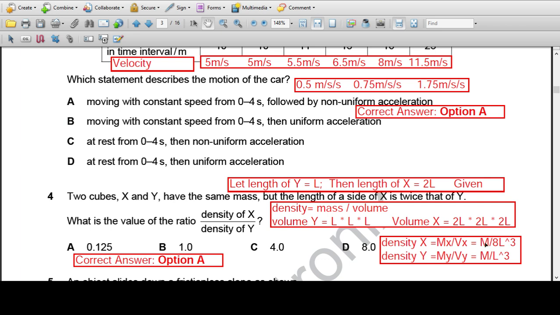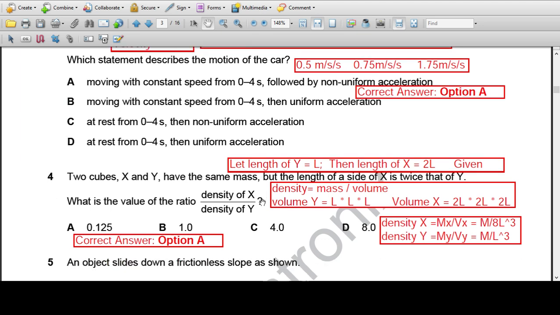So in the numerator we will place m upon 8L cube, and in the denominator we will place m upon L cube. So everything will be cancelled and the rest will be 1 upon 8. So 1 upon 8 is 0.125. So the correct answer is option A. So this is also a very good question.